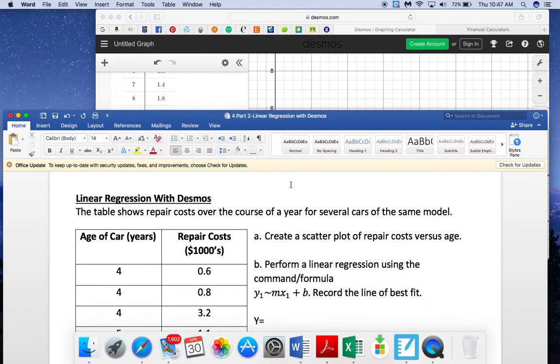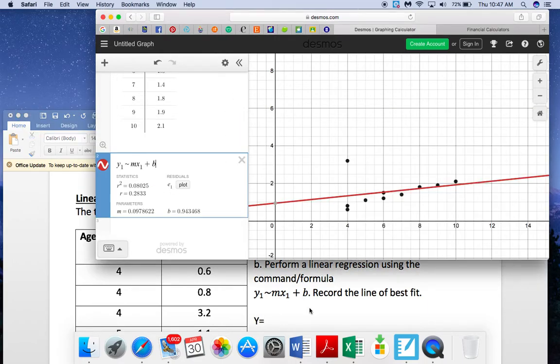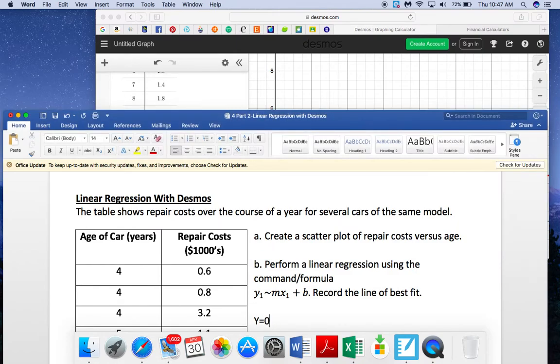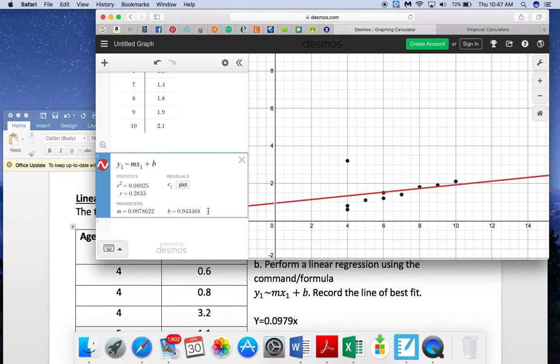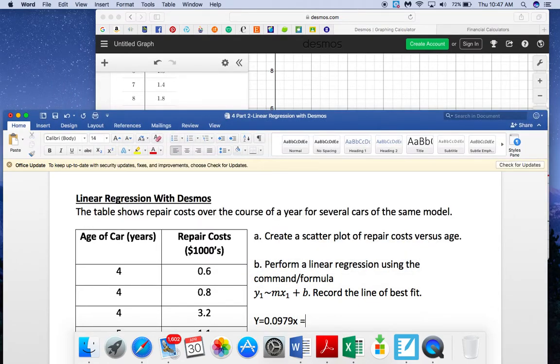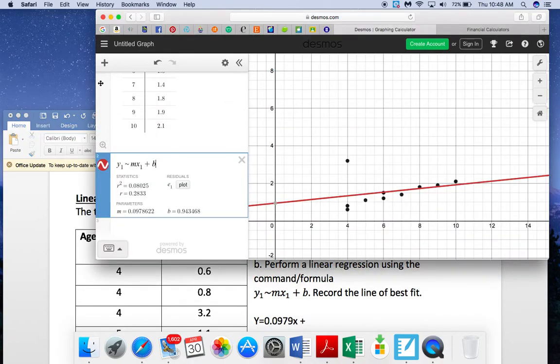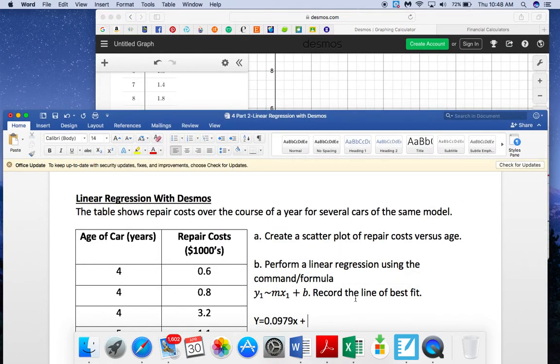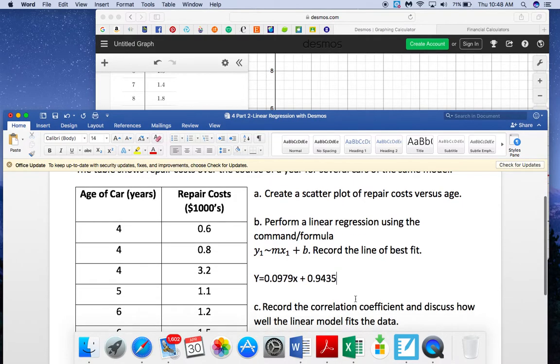So y equals 0.0979x, and then the b value is 0.9435 roughly. So plus 0.9435, and there's my line of best fit.